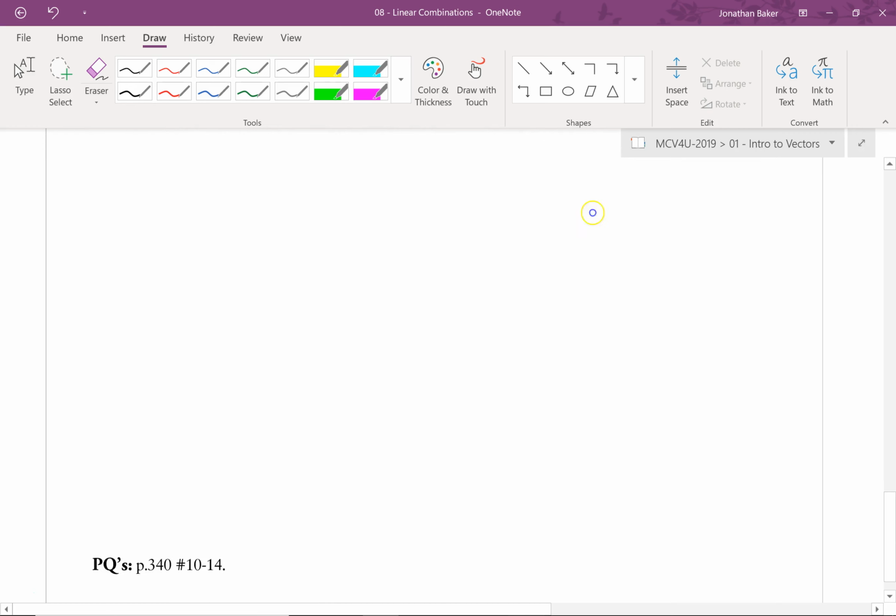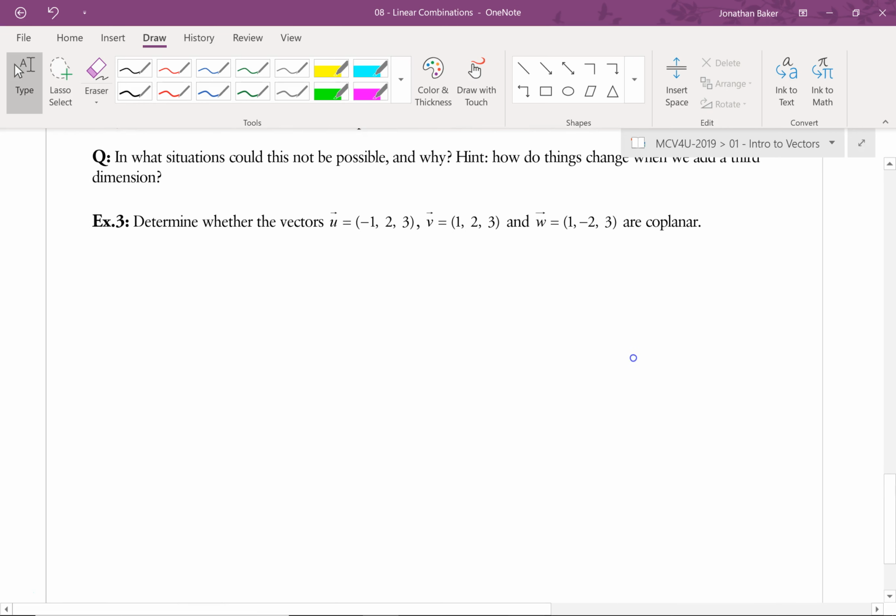So let's actually see. We've got one last example here. What happens with example 3? Determine whether the vectors U, V, and W are coplanar. Okay, so what we need to do here is, first of all, check if any of U, V and W are collinear, because if we do have a pair of vectors that are collinear, then we only have 2 dimensions to work with. And we know automatically that all 3 vectors are in the same plane, because remember, any 2 vectors are always coplanar.